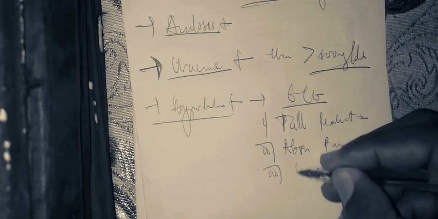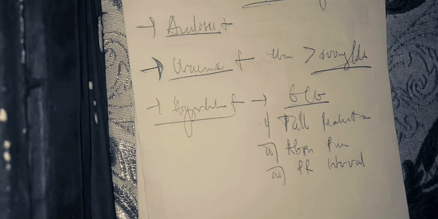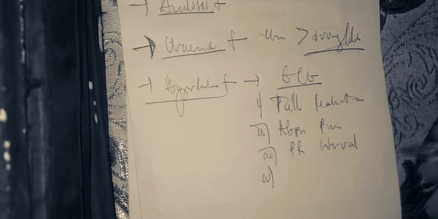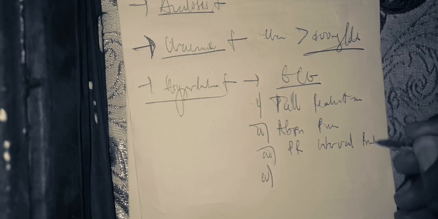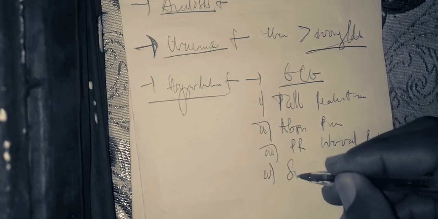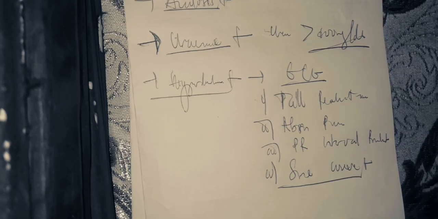You can have again PR interval elongation. You have prolonged PR interval. Is it clear? So you can have again sine wave formation. So those are the four major signs we have in hyperkalemia.